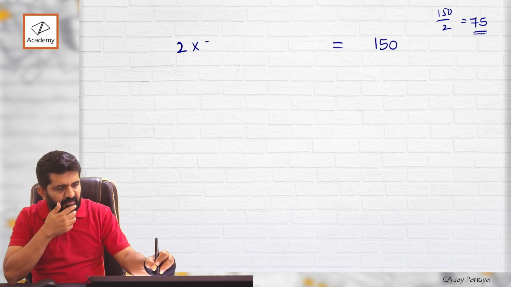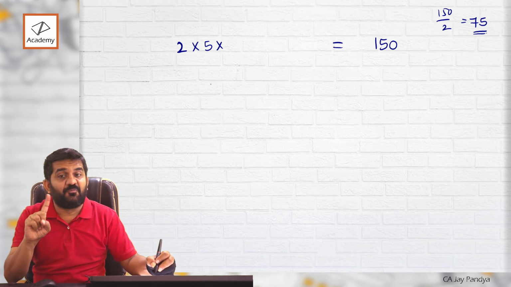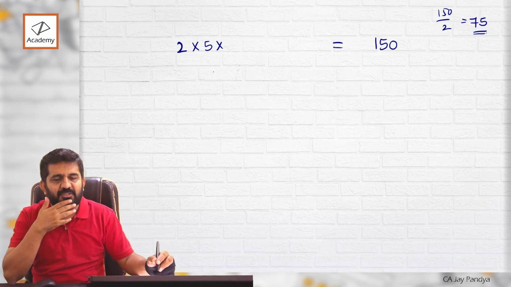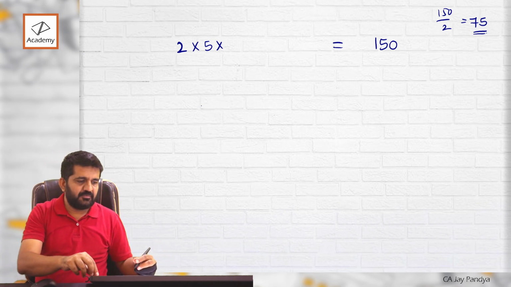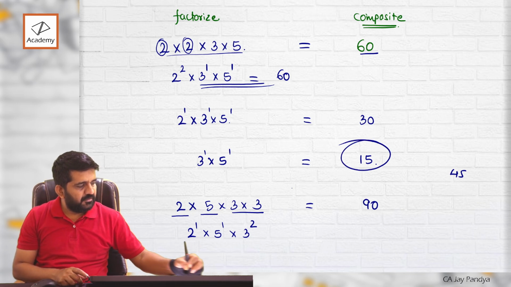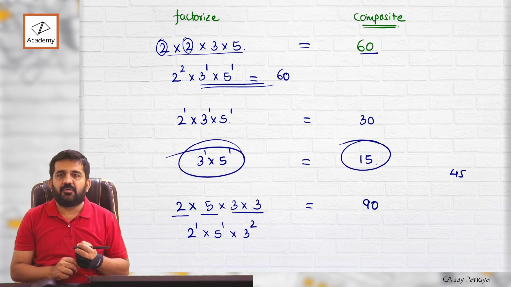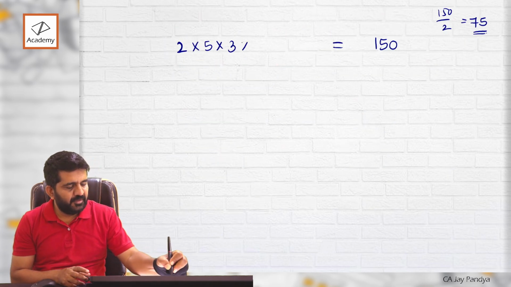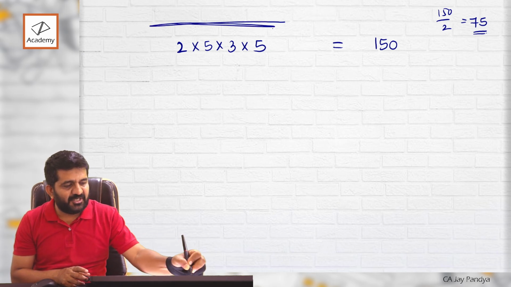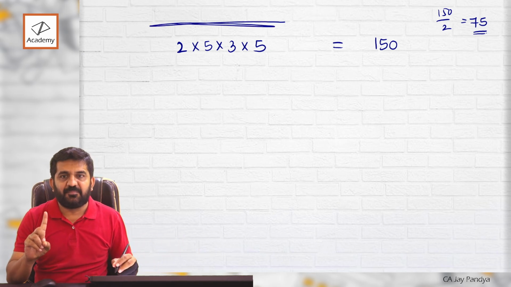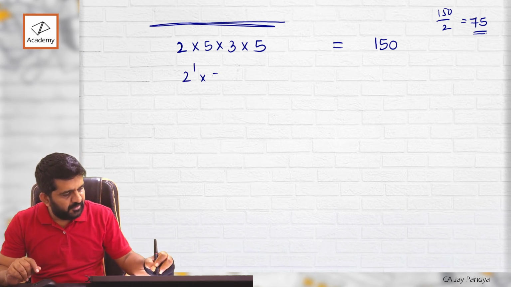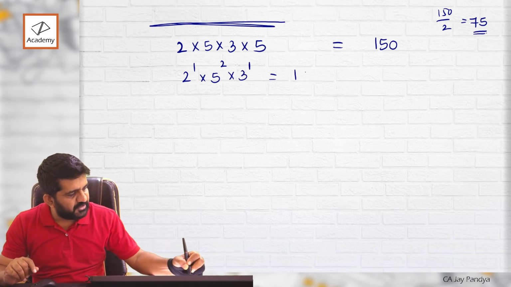Yes, 5 multiplied by 15. Now 15 is composite, right? So factorize 15. It is 3 multiplied by 5. On the left hand side over here you cannot write down any composite number, right? You will have to write down prime numbers. 2 raised to 1, 5 square, 3 raised to 1 is equal to 1.